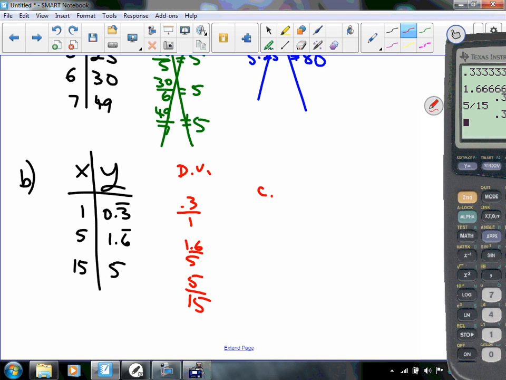So our constant of variation is whatever that quotient is, and so this is a direct variation, right? Of the form y equals 1/3 times x. Got him?